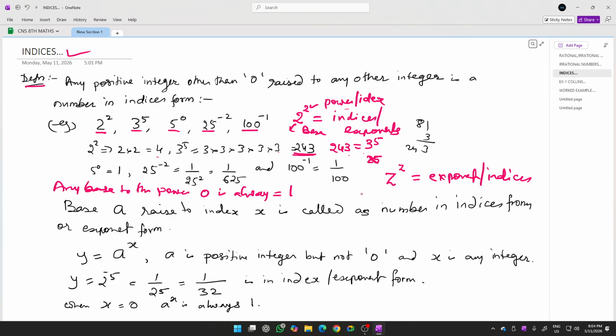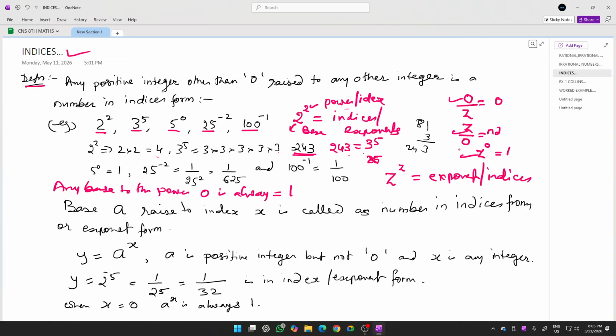So anything raised to 0 is equal to 1. So this is another concept. Again, the very first concept was 0 upon any integer is equal to 0. Any integer divided by 0 is not defined, or meaningless. And the third concept is any number, any integer raised to 0 will be equal to 1. So these are the concepts that you should understand.